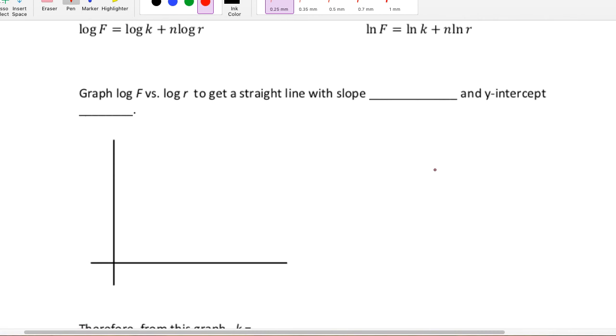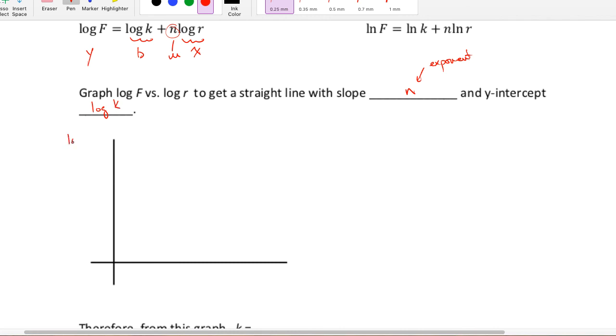So now we're going to graph. This is our y value. This here is our x value. That makes this our slope. And this is our y-intercept. So we're going to graph log f versus log r, and that's going to give us a straight line with slope of n, that's our exponent, and y-intercept of log k.